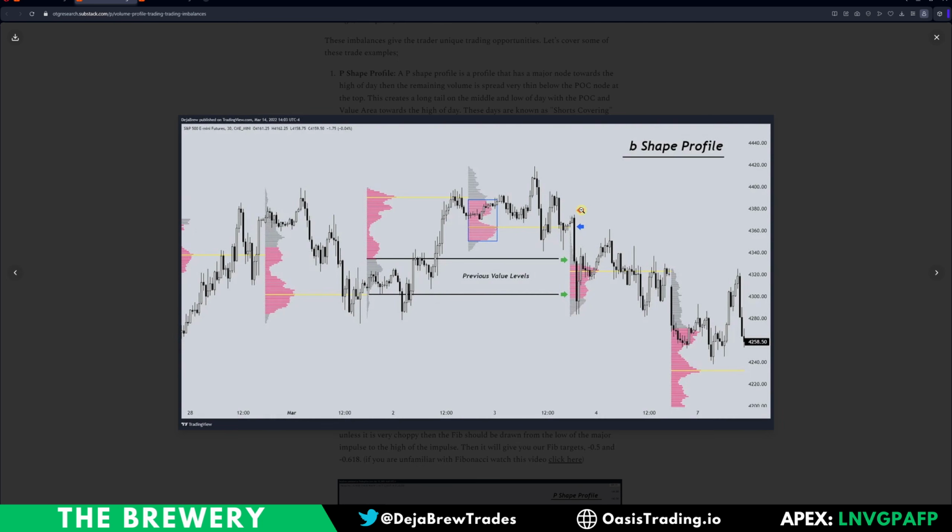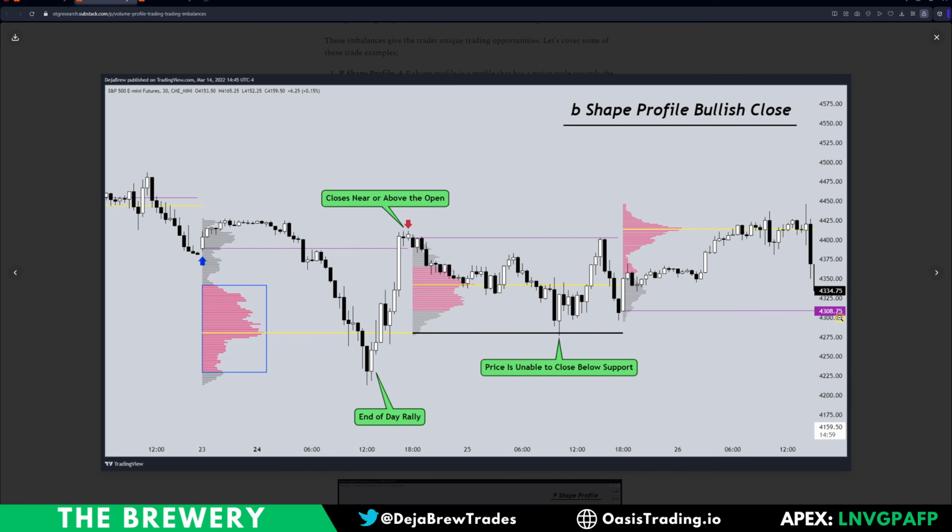Stop loss could be above any prior nodes that were acting as resistance, or if you wanted to use the candlesticks, you could do that as well. And then we want to go ahead and target previous value levels if possible. If it's not possible, then once again, we can use that same tail extension technique, which I believe I have examples of later in the write-up.